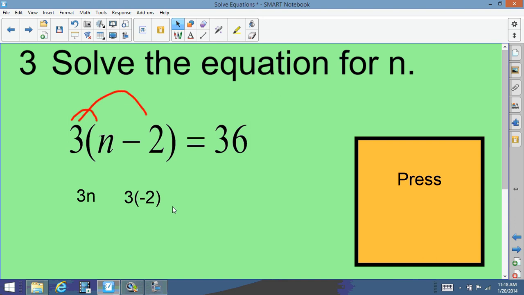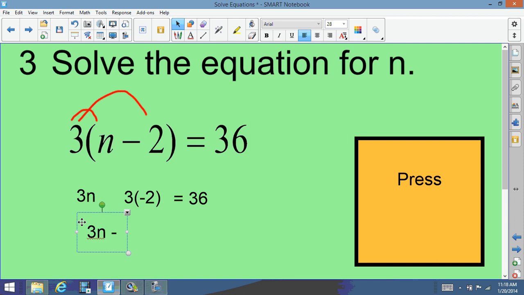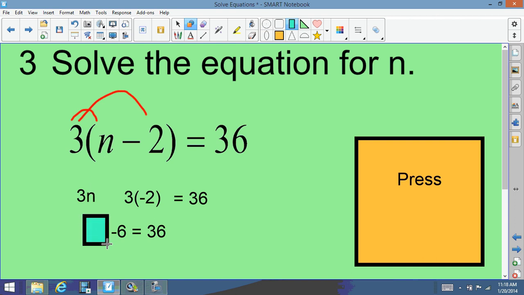And this is supposed to equal 36. So now we're going to have an equation. Our equation would be 3n minus 6 equals 36. And that you should know how to solve. Here's a nice trick I like to use when solving these equations. I'm going to cover up this part of the equation to see if you can use a little number sense. What number minus 6 equals 36?